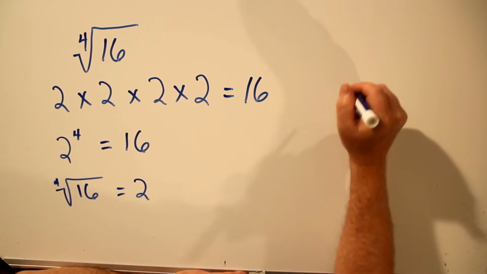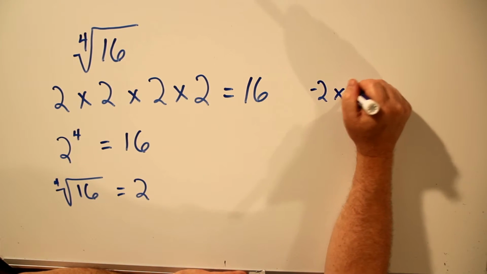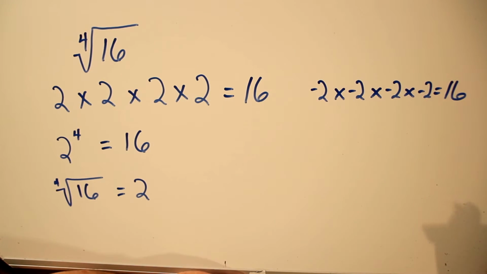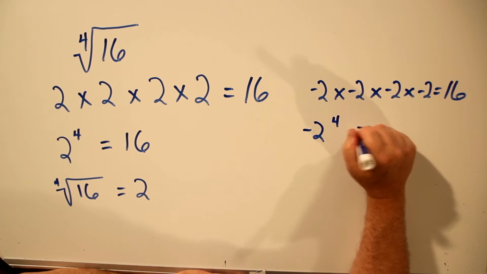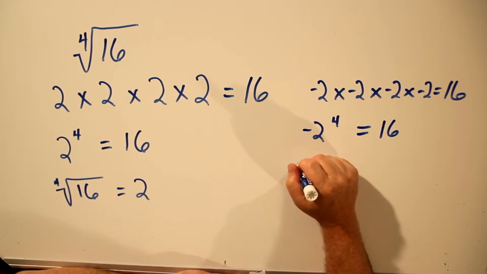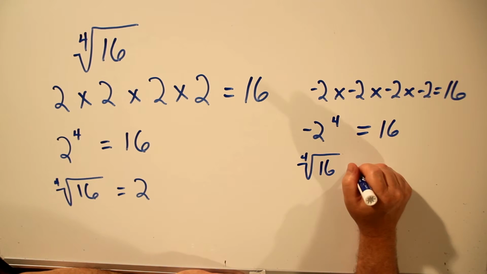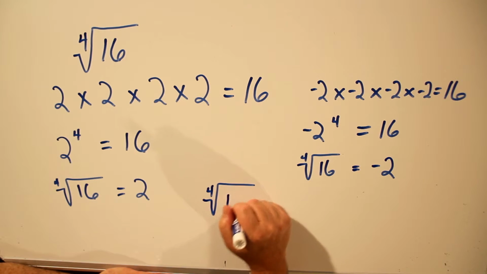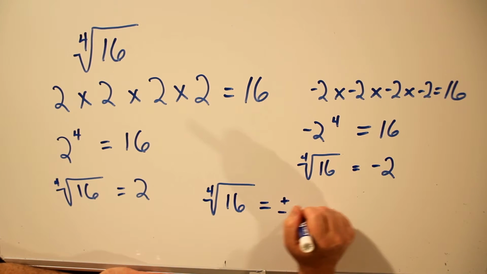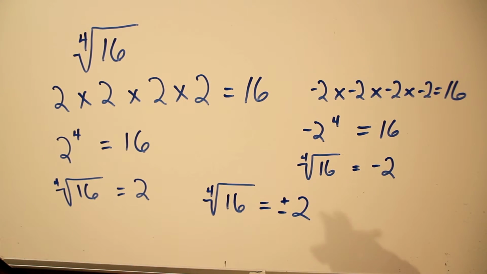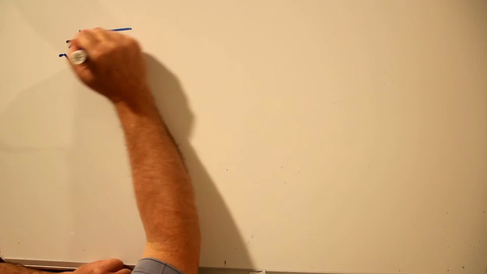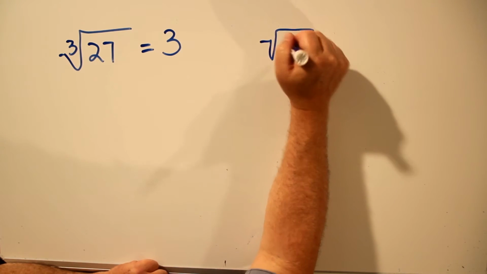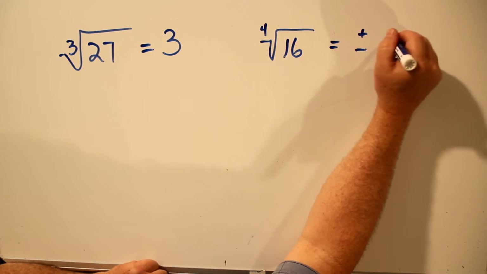Let's try negatives. Negative 2 times negative 2 times negative 2 times negative 2 is positive 16. So the fourth root of 16 would also be negative 2. So when we say the fourth root of a number, just like square root, we would include the positive and negative of the number. So a cubed root of 27 is only positive 3, and the fourth root of a number like 16 is positive or negative 2.